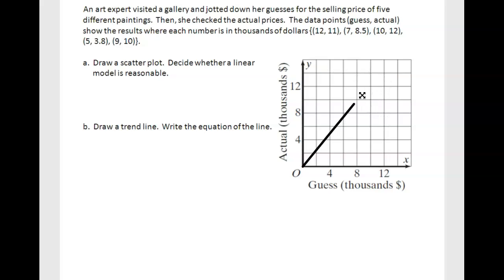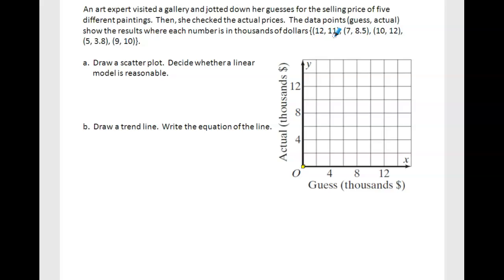Okay, so an expert at an art gallery visited the gallery and jotted down her guesses for the selling prices of 5 different paintings. Then she checked with their actual prices. So we're comparing her guesses to the actual. We're going to draw in a scatter plot to make that comparison. So we are going to plot some points.